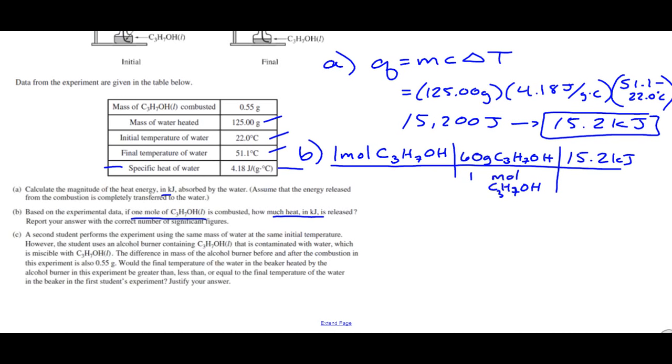Well, what does that equal? That energy is related to the entire reaction. Well, that energy was related to 125 grams of water, but I'm not talking about water. So what else am I talking about? I'm talking about this compound right here. And what's the mass? That. So for every 0.55 grams of C3H7OH, it releases 15.2 kilojoules. So that's how we get to our final answer.